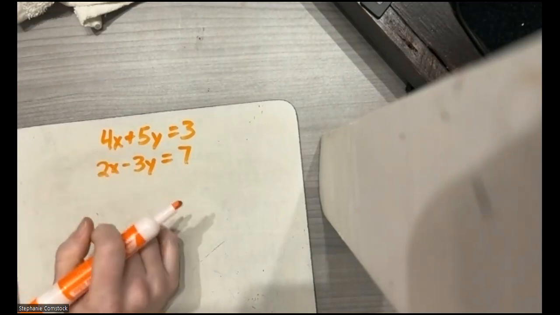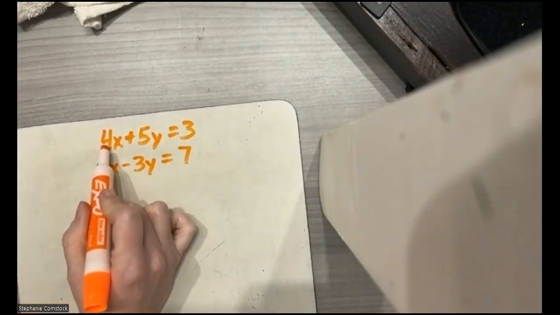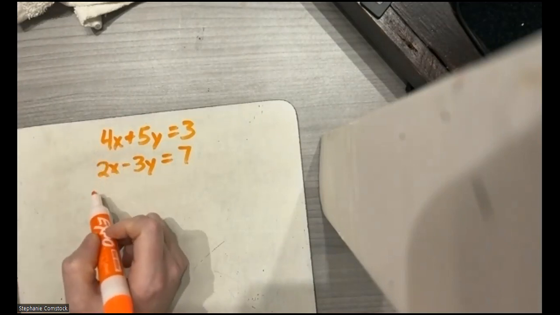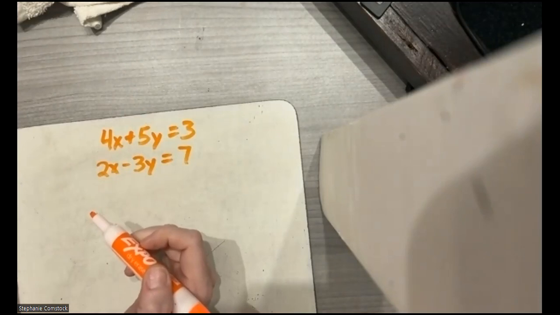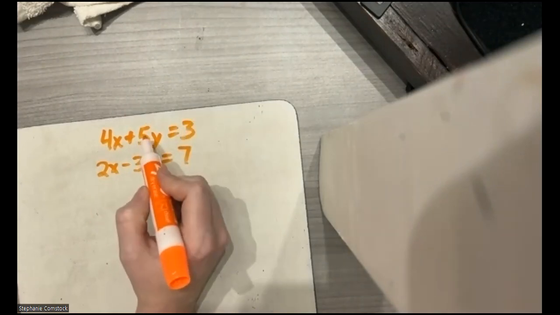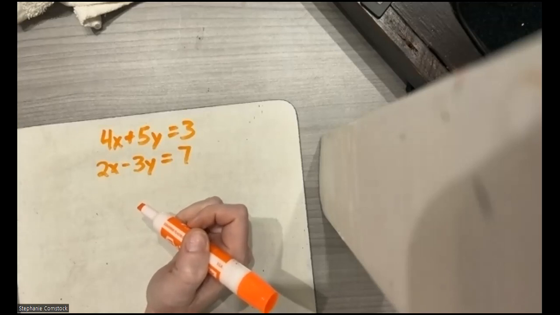So I look at 4 and 2, and I think about their multiples going up. So 4, 8, 12, 16; 2, 4, 6, 8, 10. And I look for the first place that they match. The first place that they will match is at 4. Over here with the 5 and the 3, the first place that they're going to match is at 15.